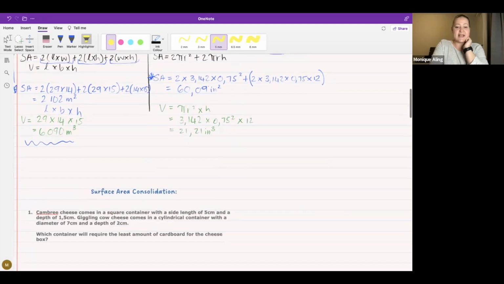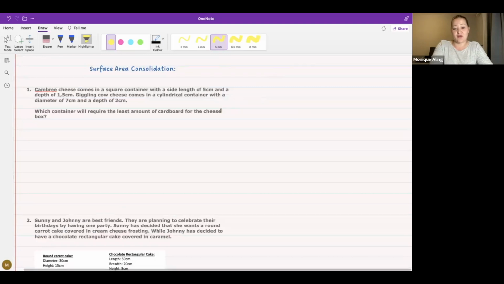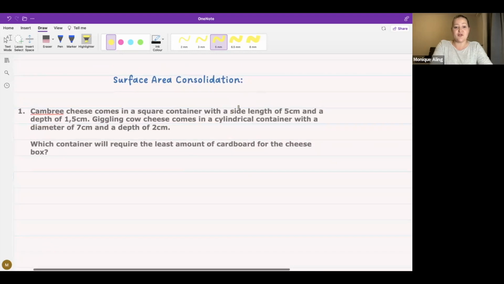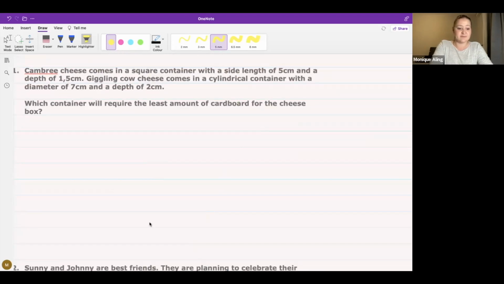Then towards the end of the last lesson, I gave you optional homework. I wanted to go through it, but we didn't have enough time. So I'm going to go through this quickly because I think some of you might have tried this question.